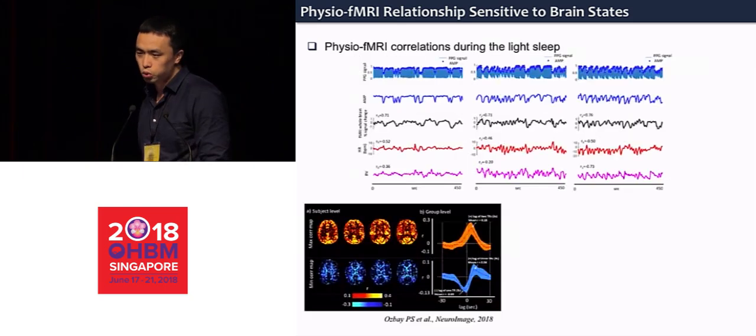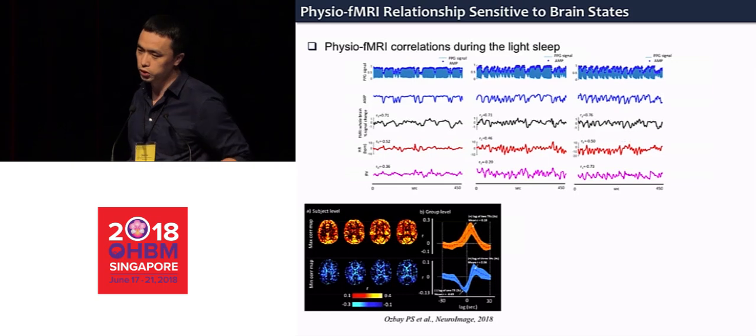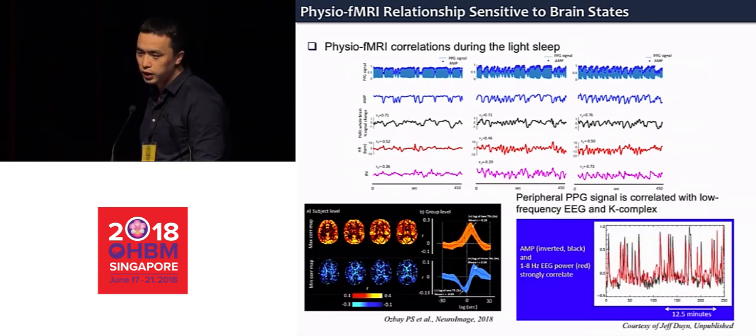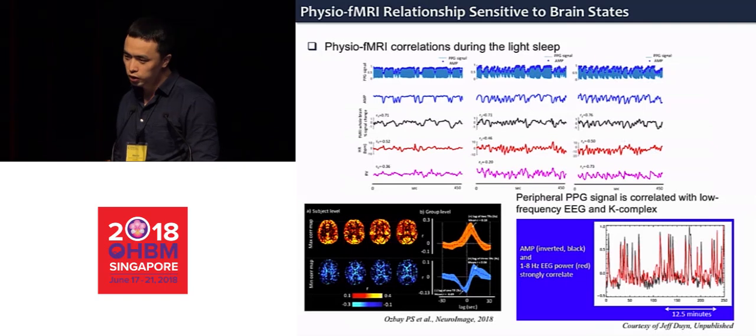A more recent paper from Jeff Duyn's group also correlated the PPG data, which is the pulse signal from the fingertip, with the resting state fMRI. They found a very strong correlation, not only in the gray matter region; they actually see the correlation in the white matter region as well, even though they have different dynamics. But from the data they gave me, those pulse signals are also highly correlated with the EEG low frequency band and the K complex. That's also an indication of arousal fluctuation during the light sleep stage.